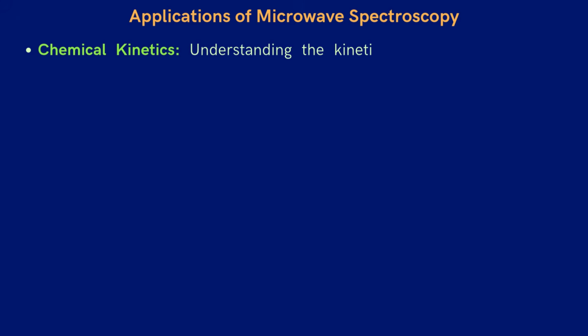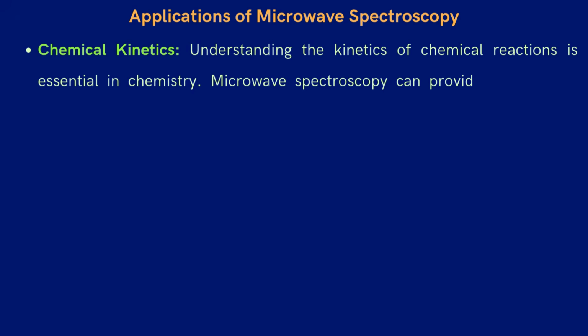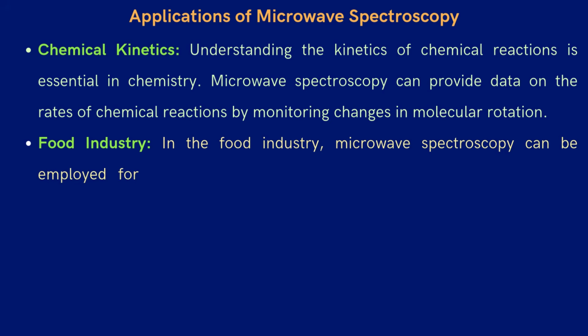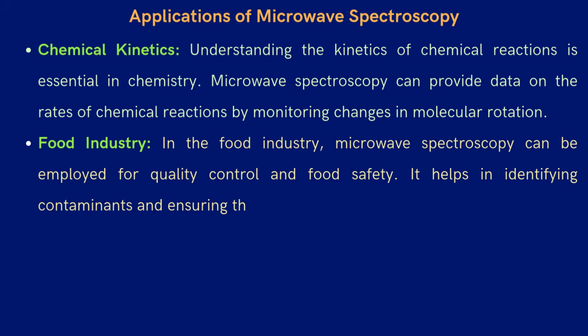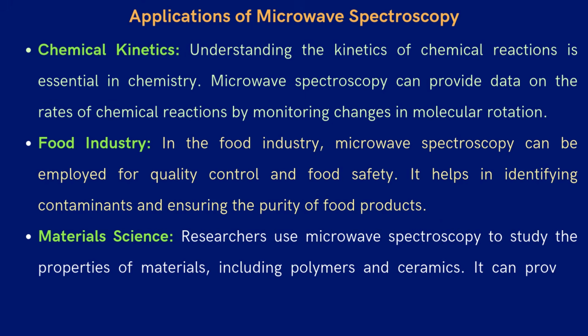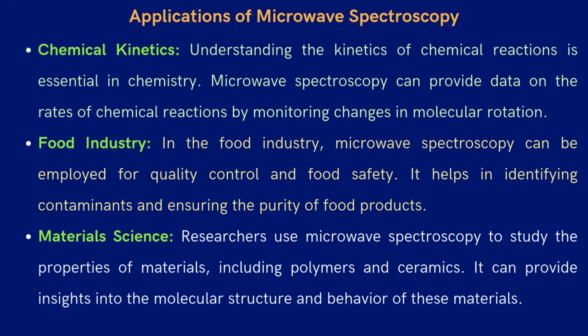Chemical kinetics. Understanding the kinetics of chemical reactions is essential in chemistry. Microwave spectroscopy can provide data on the rates of chemical reactions by monitoring changes in molecular rotation. Food industry. In the food industry, microwave spectroscopy can be employed for quality control and food safety. It helps in identifying contaminants and ensuring the purity of food products. Materials science. Researchers use microwave spectroscopy to study the properties of materials, including polymers and ceramics. It can provide insights into the molecular structure and behavior of these materials.